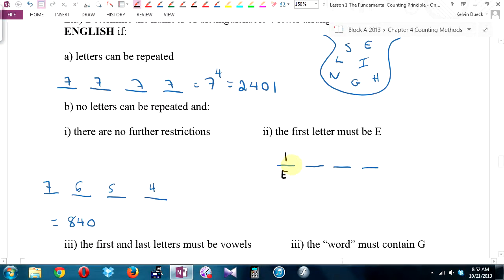Any other restrictions at all? Okay, now I'm picking again. How many letters are left in the Scrabble bag now? Wait, 7, sorry. Why 6 and not 7? What have I already pulled out? An E. That's why I said you always do that first. No, it says letters. No letters can be repeated, right? So 6. Then how many letters? 5. Then how many letters?